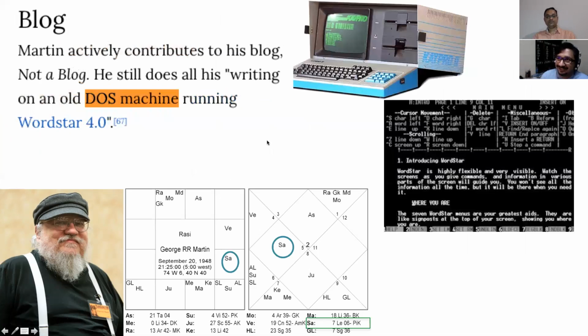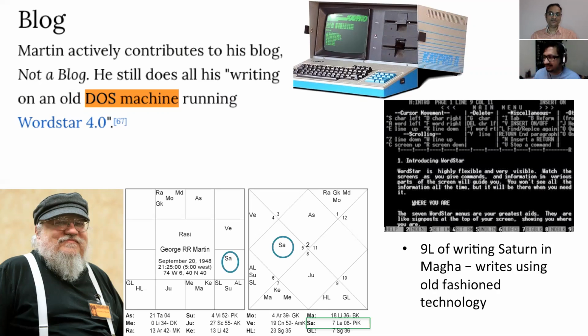Now this was a very interesting thing. He has written five books for A Song of Ice and Fire, and he has written countless other books. But the machine which he uses is still this old DOS machine, which is running WordStar 4.0. So he's literally using a dinosaur machine to write his script down. But luckily for him, he gets his work done. When you look at his chart, you can see the ninth lord of writing, Saturn, ninth lord because it's Taurus ascendant, and it's in Magha. So you're using old-fashioned technologies.